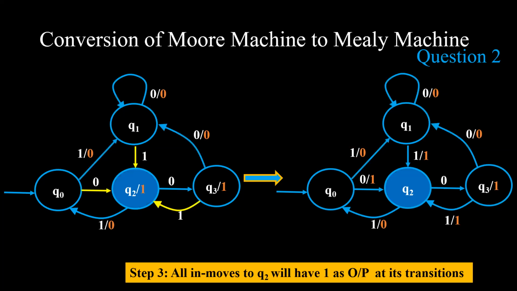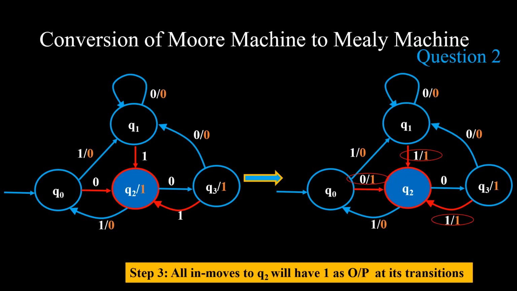Now we move to Q2. Just see here, we have covered Q0, this is in Mealy. We have covered Q1, this is in Mealy. Now we move to Q2. In Q2, we have 3 moves which are coming in from all 3 states, that is from Q0, Q1 and Q3. And Q2 has a symbol of 1. So what we will do, we will just put a 1 around all 3 in moves of Q2 and we will take away the symbol 1 from the state Q2. Just see this. This is the transition which is taking place.